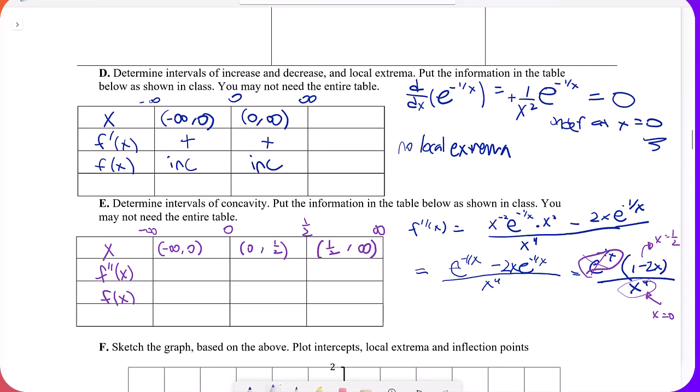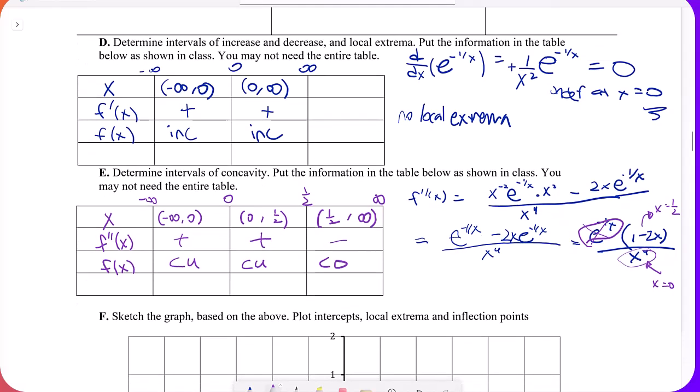So if x is negative, this is positive. If x is between 0 and 1/2, let's say we plug in a quarter, that's going to be positive. And then if x is bigger than 1/2, let's plug in a 10, that's going to be negative. So therefore, we're going to end up with concave up, concave down.